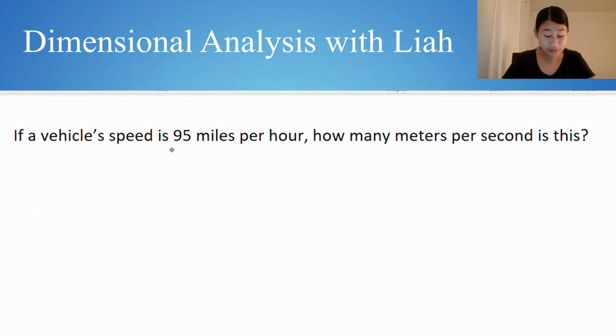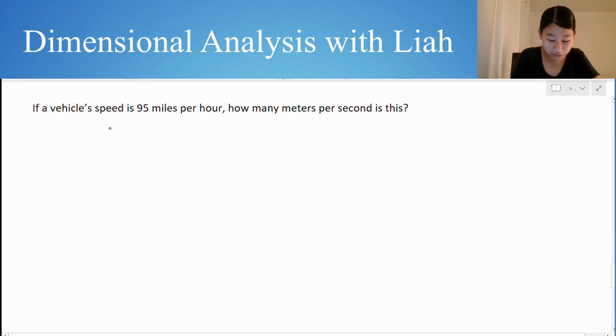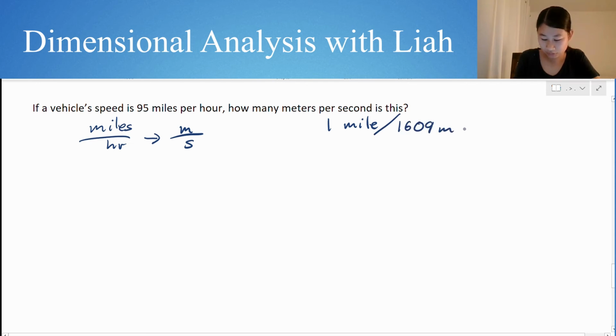If a vehicle's speed is 95 miles per hour, how many meters per second is this? So what we want to do is convert miles per hour to meters per second. So we know that we have 1 mile per 1,609 meters. So 95 miles per hour multiplied by the conversion factor here. We can reverse this and say that we have 1,609 meters per 1 mile.